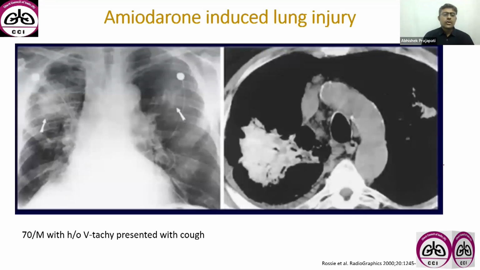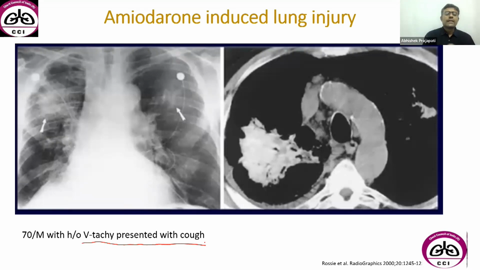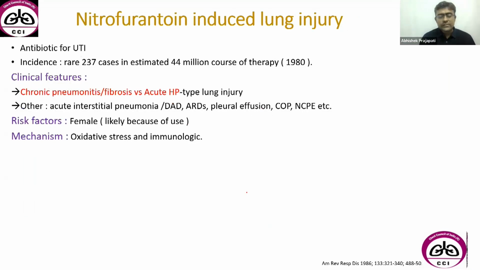So this is a case of amiodarone toxicity. Here, this patient was a 70-year-old male with a history of ventricular tachycardia, who presented with cough. Here, there is bilateral upper lobe involvement on X-ray, and in CT, attenuation is seen in the upper lobe. So this was a case of amiodarone toxicity.